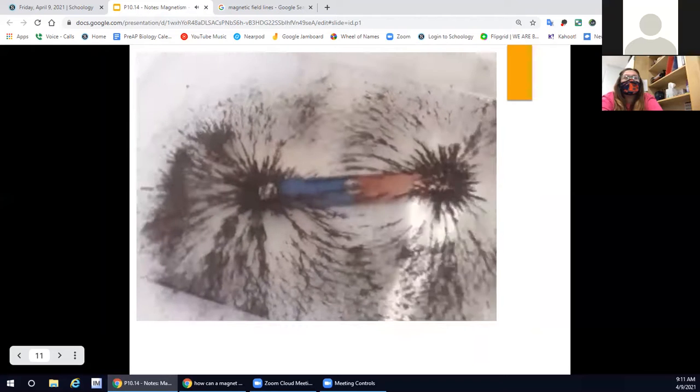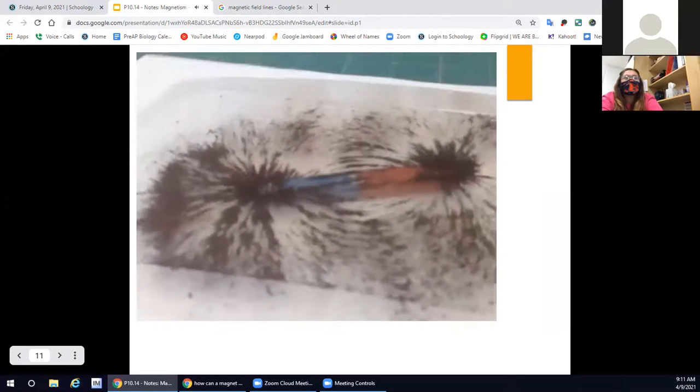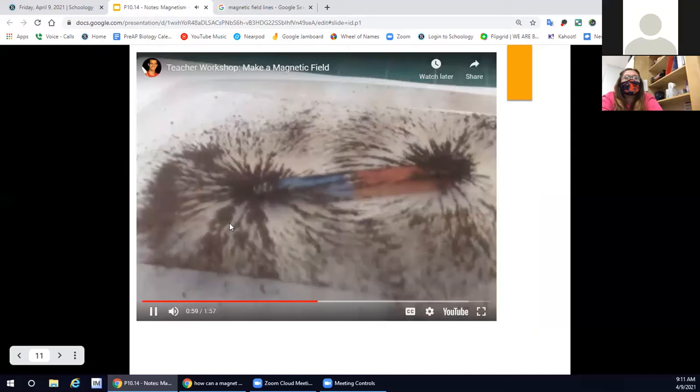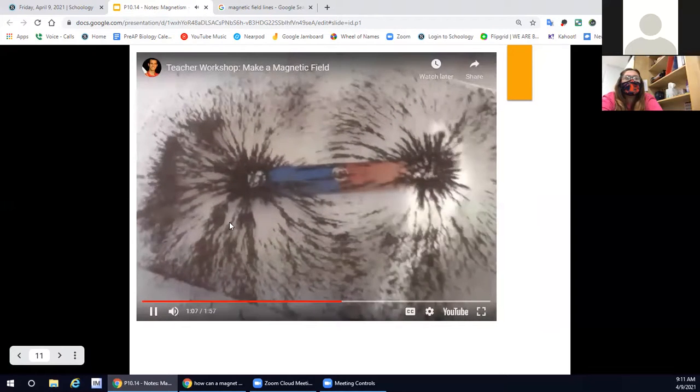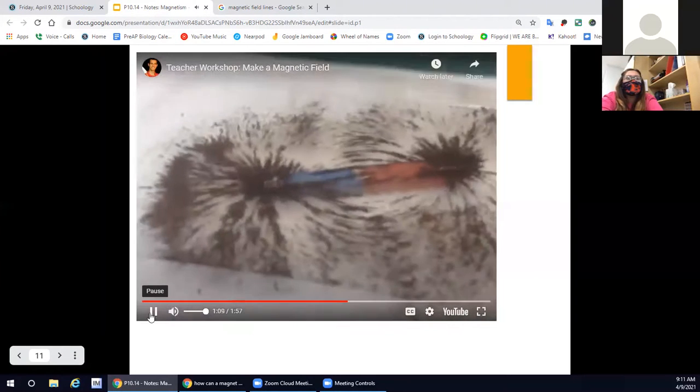Make sure to observe the pattern both overhead and from the side. From the side, you'll observe that the field is 3-dimensional, meaning the magnetic field extends in all directions from the North Pole and wraps back around to the South Pole.